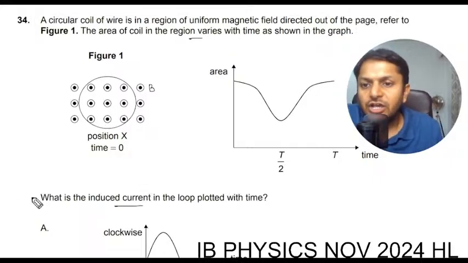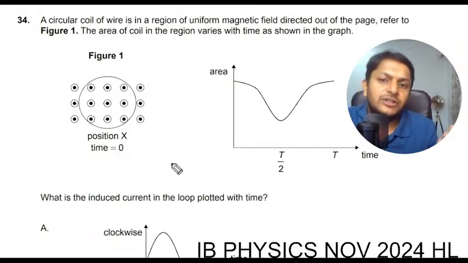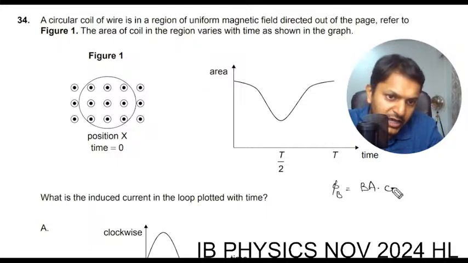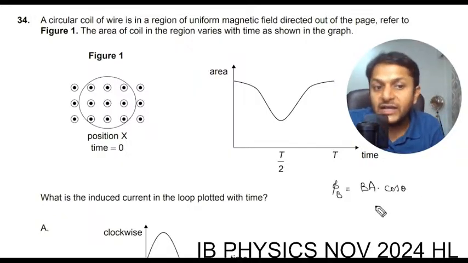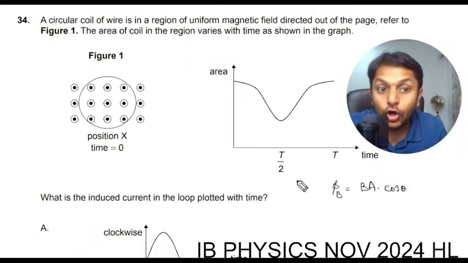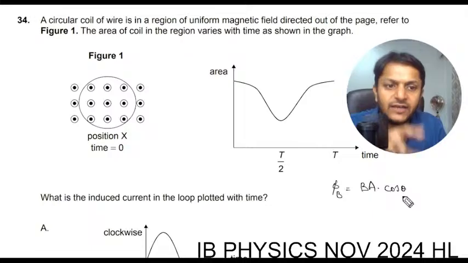So we would be talking in terms of flux here. The magnetic flux is given by B into A into cos theta, which can be written as omega t if the coil is rotating, but the coil is not rotating at all. So this theta has a constant value.